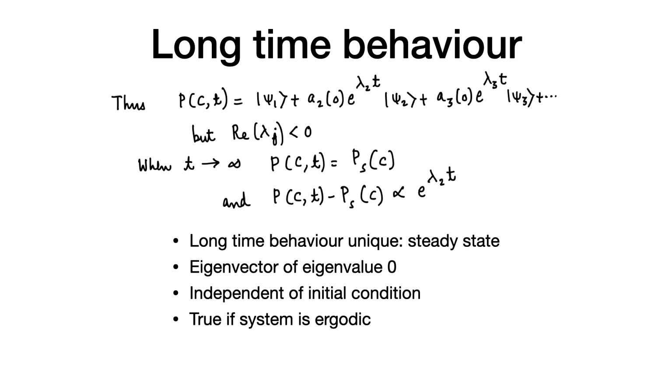You mean the distribution goes to 0? The distribution goes to an invariant state, which is the steady state, and that happens to be the right eigenvector of the W matrix with eigenvalue 0. What is Ps? That is the psi 1.